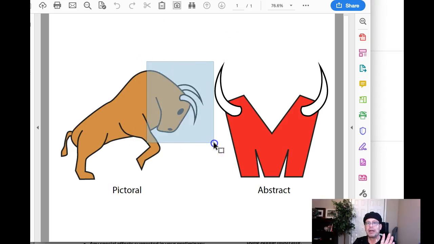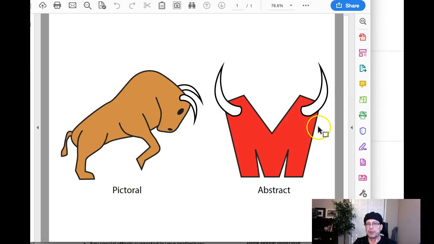But if you have an image of the bull's head and the name of the company is Minotaur Publishing, the viewer will be able to fill in the blanks and kind of gather meaning associated. You don't have to completely draw out the whole Minotaur in this pictorial representation. Do you see what I'm saying?